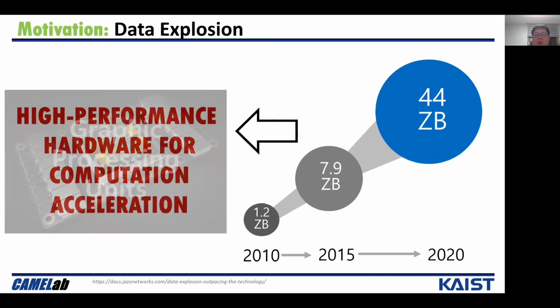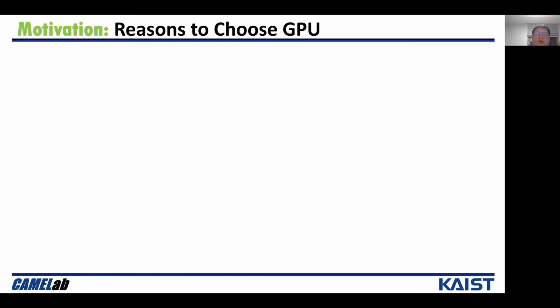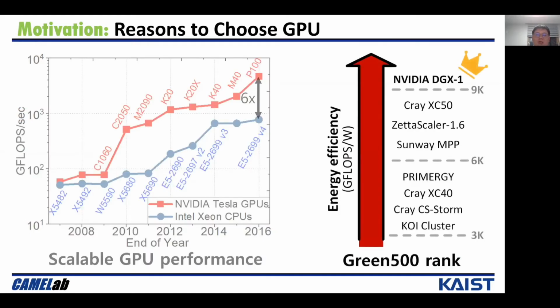Graphics processing unit, also known as GPU, can be a good candidate. We choose GPU because GPU is a scalable hardware which can integrate thousands of cores. As you can see from the figure, GPU's performance has dramatically increased during the past 10 years. By 2016, the performance of GPU had exceeded that of the CPU by 6 times. As GPU employs an SIMT architecture, it can also exhibit a promising energy efficiency. NVIDIA GPU has proved its energy efficiency in the Green500 rank.